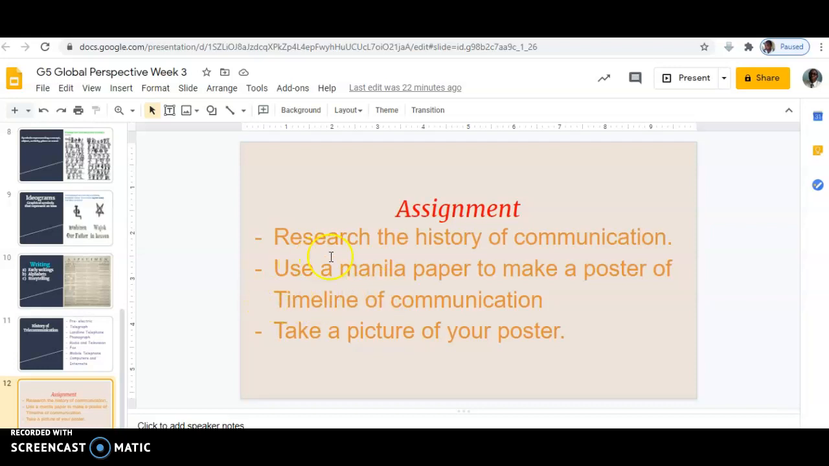Then after you've done all that, you take a picture of your poster. After taking a picture of your poster, you know very well where you will submit it. You will send it as an attachment in your Google Classroom. Then I will see. And that is all. Thank you so much for listening.